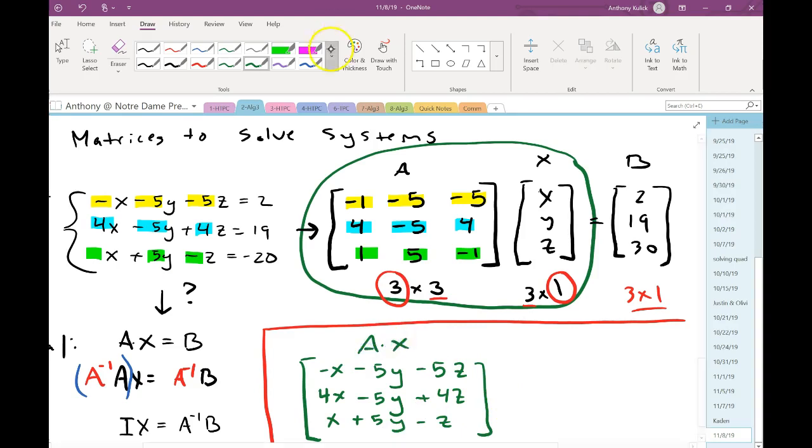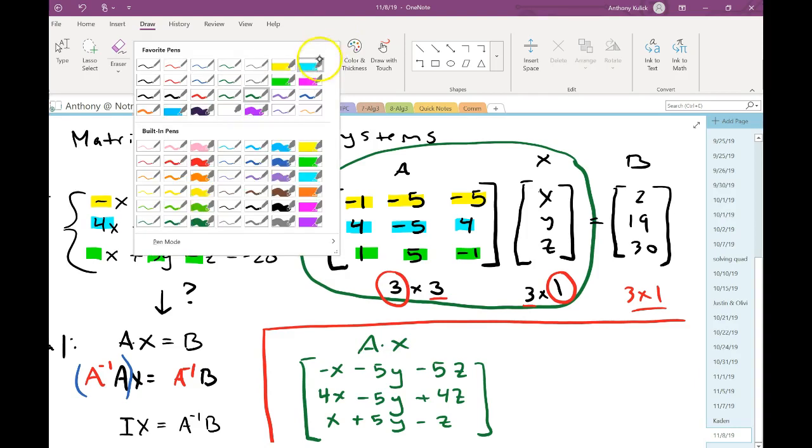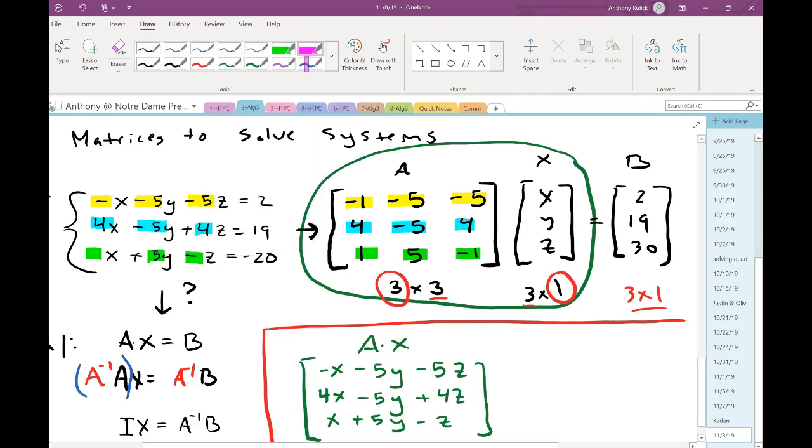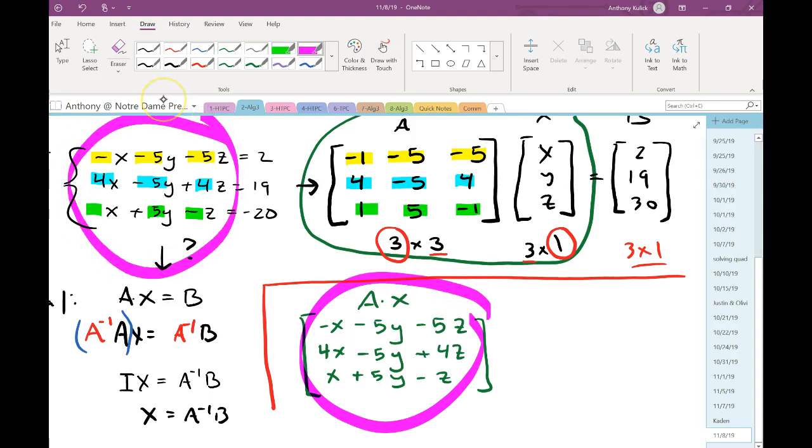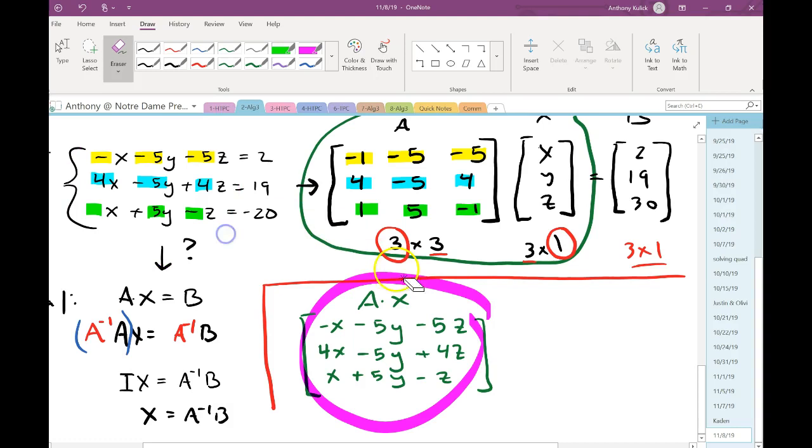So this is literally matrix A times X. What do you notice about this? It's literally that side of the system, right? So A times X, if I build out my A and X this way, is going to be exactly the same thing as this system. Is everybody convinced of this now? Okay.